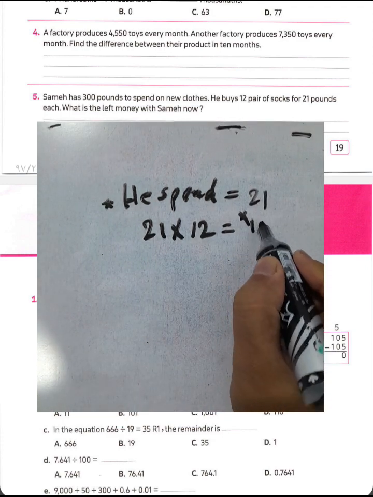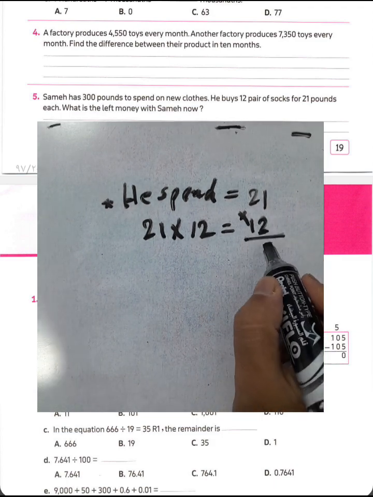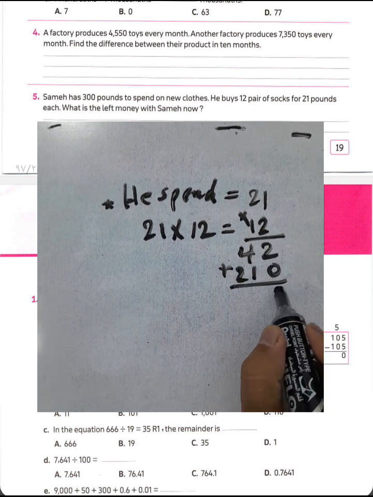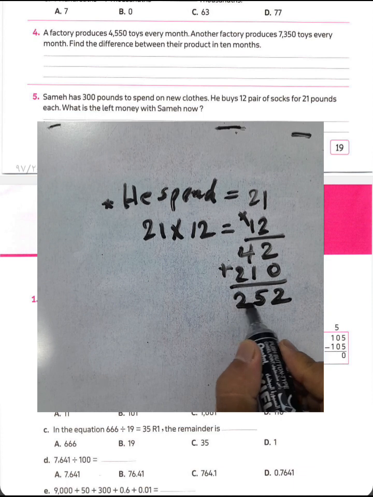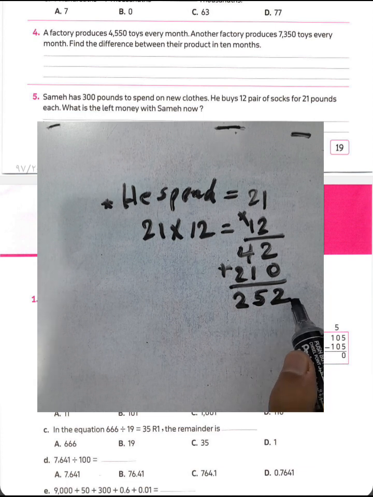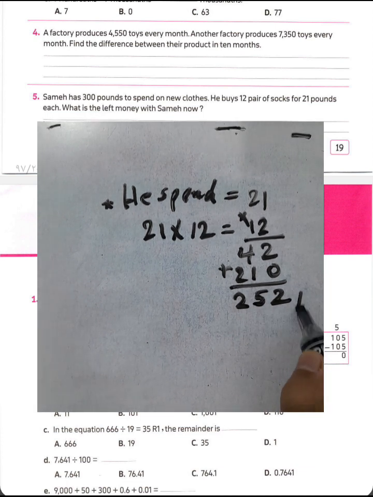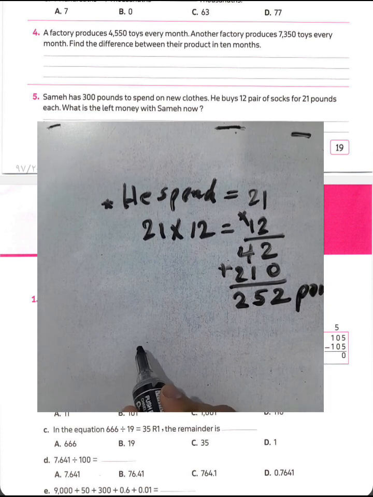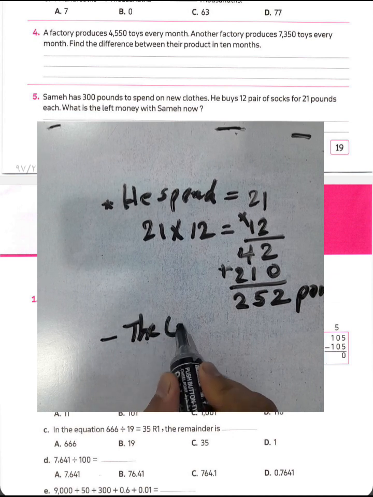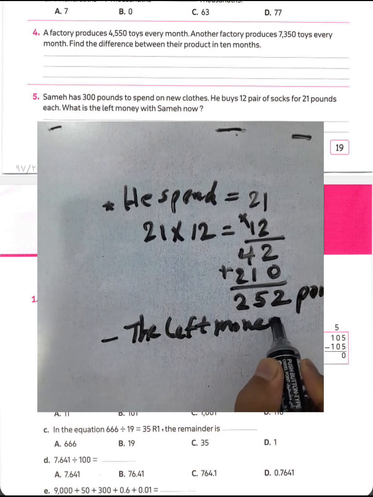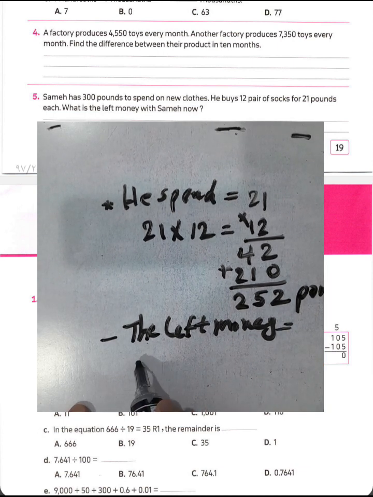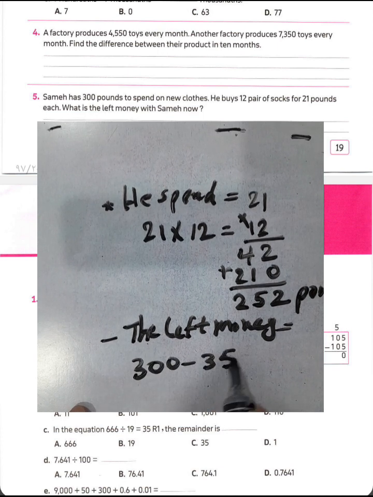21 times 12. Look at the steps here. 2 times 1 equals 2 and 2 times 2 equals 4 plus 0. 1 times 1 equals 1. 1 times 2 equals 2. 2 plus 0 equals 2. 4 plus 1 equals 5, and then write 2. Then he spent 252 pounds. This is the first step. Okay, what is the remainder with him? We can find the left money. Samih has 300 pounds. Then the left money with him will be 300 subtract 252.